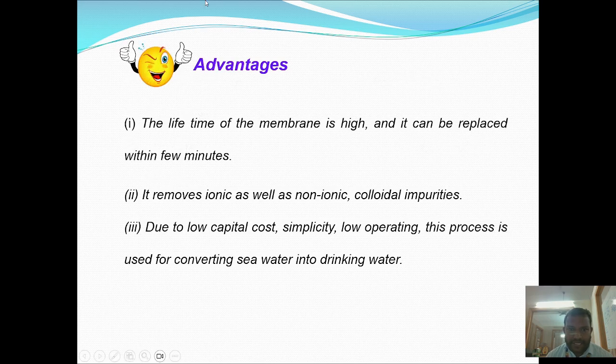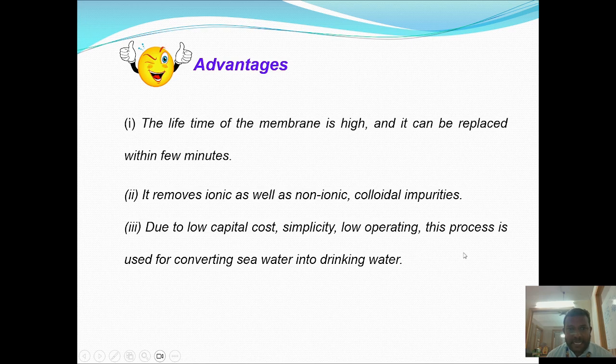Then coming to the advantages, the lifetime of the membrane is high and it can be easily replaced within a few minutes. And it removes ionic, non-ionic and colloidal impurities. Due to the low capital cost, simplicity and low operating cost, this process is used for converting seawater into drinking water.